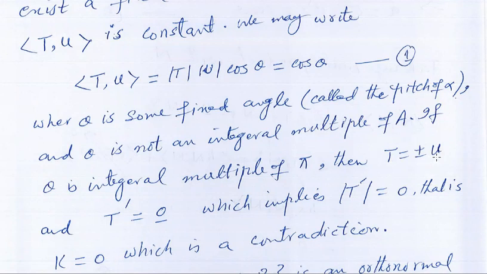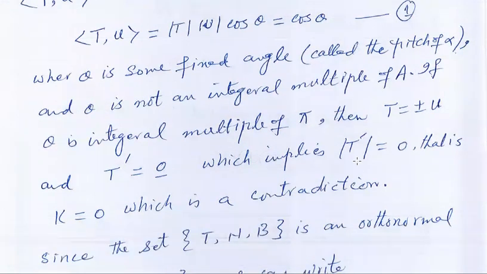Here both t and u are unit vectors. If we take the derivative of t, then t dash is equal to plus or minus u dash. Since u is a constant unit vector, its derivative is 0. And if we take the magnitude of t dash, then it is also 0, a scalar. And since the magnitude of t dash is equal to curvature, curvature is 0, which is a contradiction.